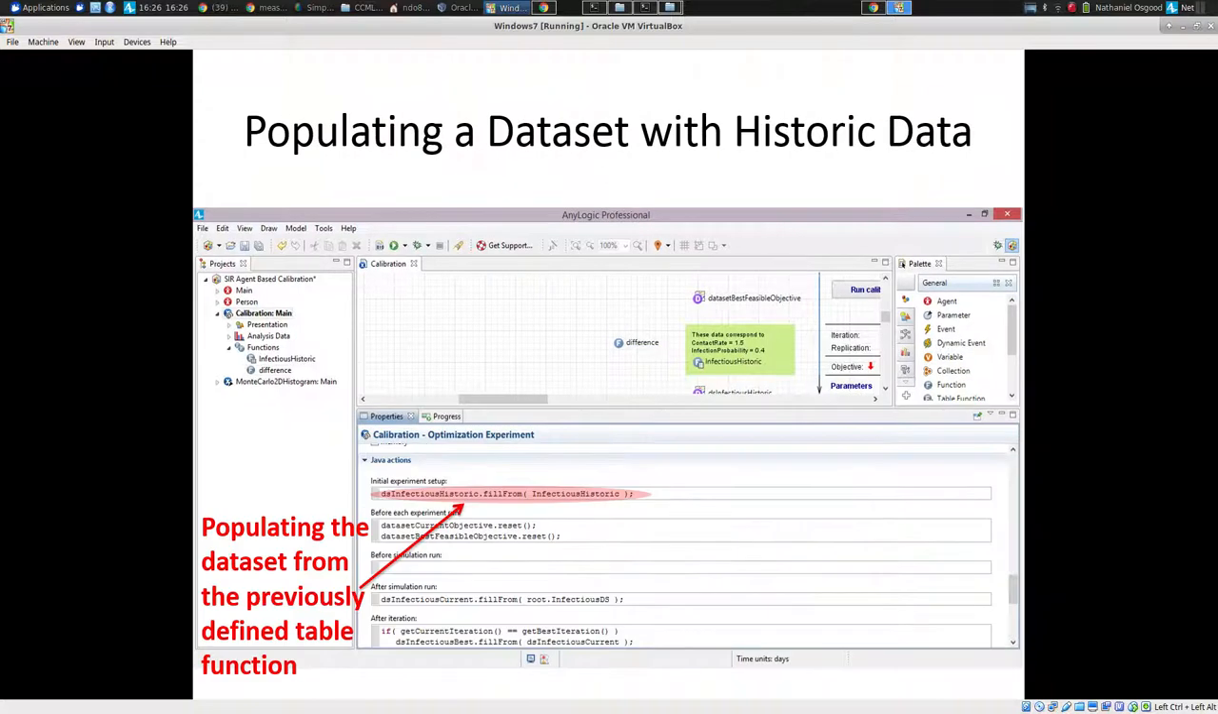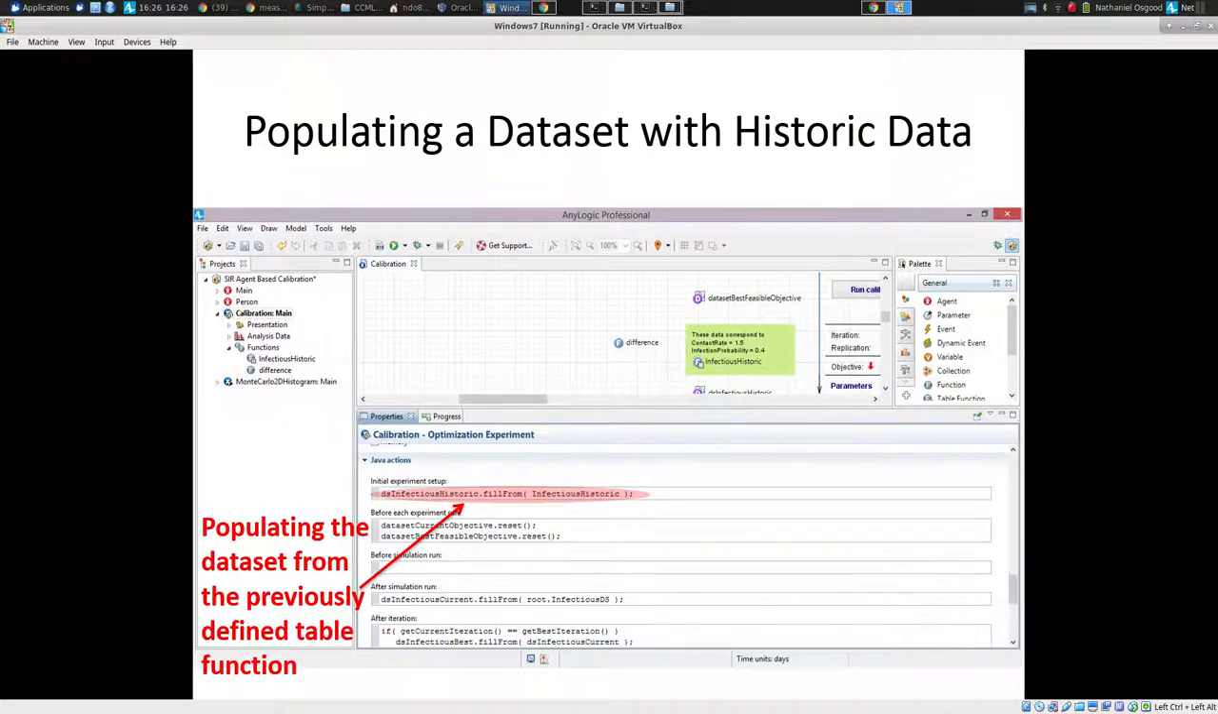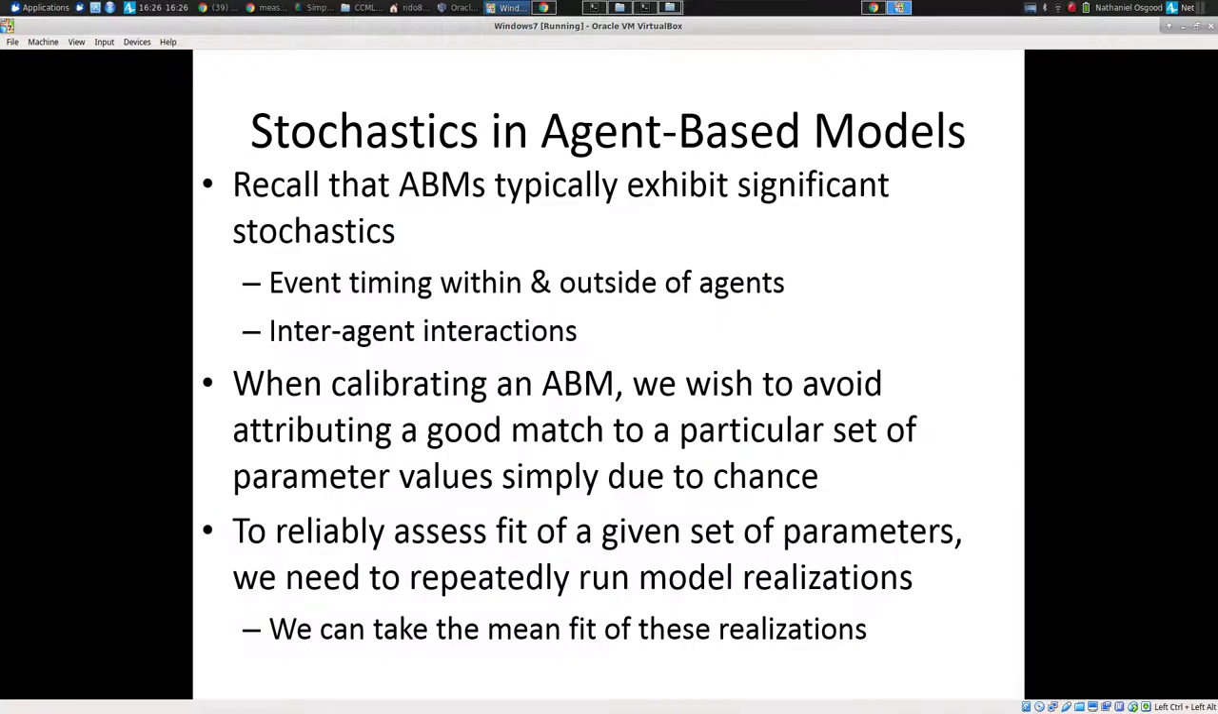You can also implement your own difference function, which is fine. I give some guidance here on how you can use table functions to store historic data, and how you can populate that data into a data set in a way that will then let you compare it.